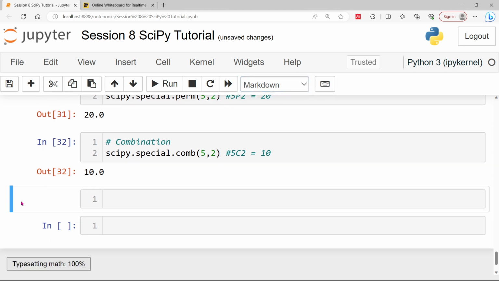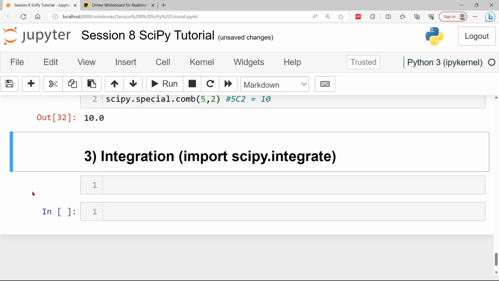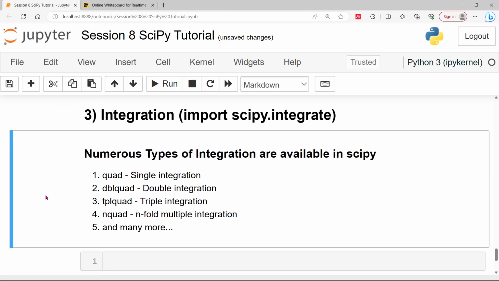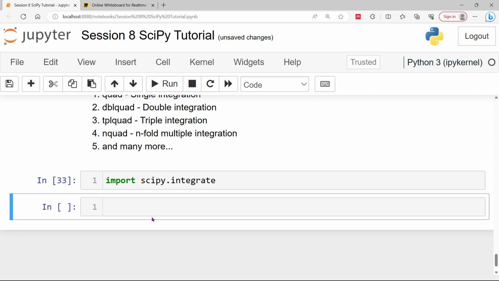What others can we have? We are going to discuss integration, and there are numerous types of integration. We have single integration, double integration, triple integration, or multiple integration, and many more, right? First we are going to import the basic library. Let me convert this into the code part here. We are going to import scipy.integrate, the library used for integration.